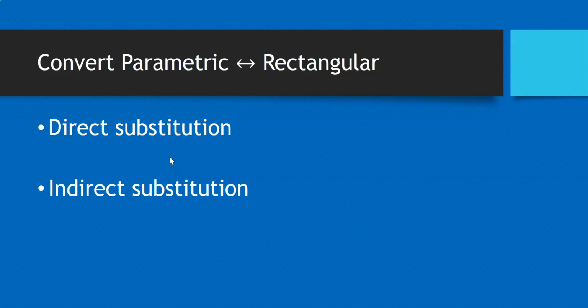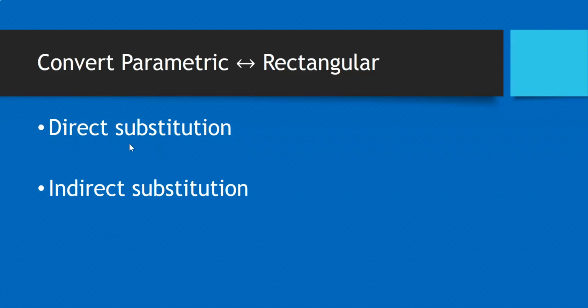All right, in the next part of section 10.2, we're going to talk about converting back and forth between parametric and rectangular versions of the same graph, and specifically of the same type of equations. Now, the way we're going to do this is by substitution, but there's kind of two different types of substitution.